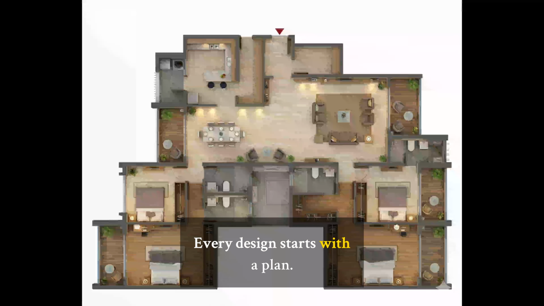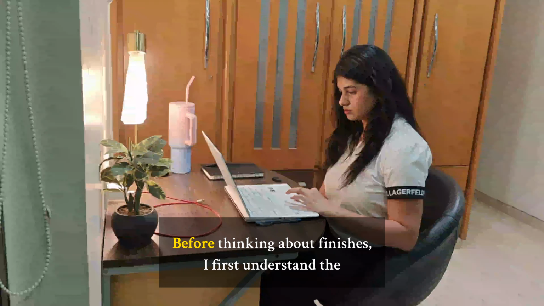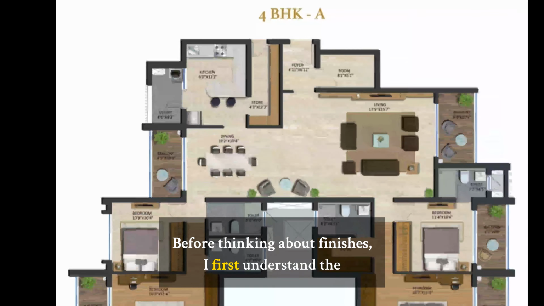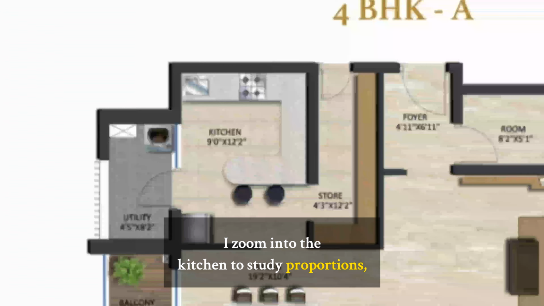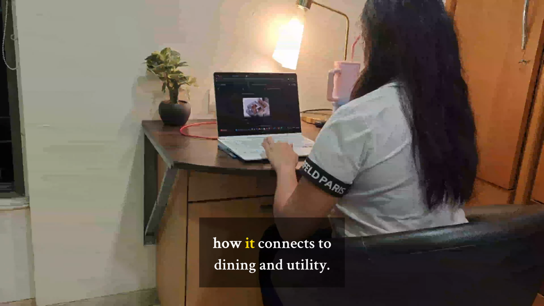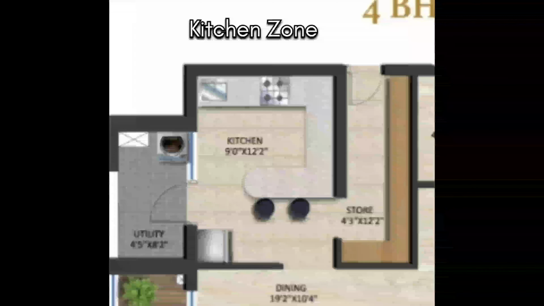Every design starts with a plan. This layout is functional but visually undefined. Before thinking about finishes, I first understand the space. I zoom into the kitchen to study proportions, circulation, and how it connects to dining and utility.